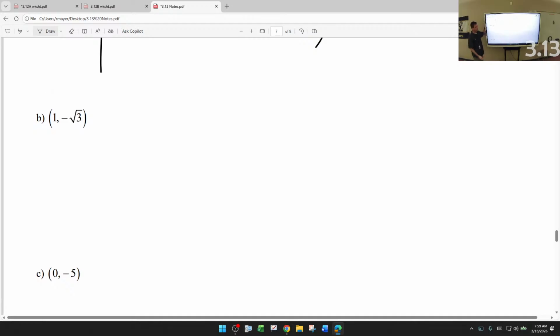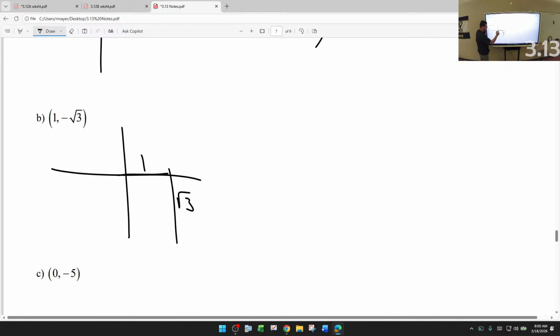This one is not. 1, root 3. 1 squared is 1. Root 3 squared is 3. Plus 1 is 4. Square root of 4 is 2. Pythagorean theorem. We just got to figure out that angle. And if this is the long, root 3 is bigger than root 1.